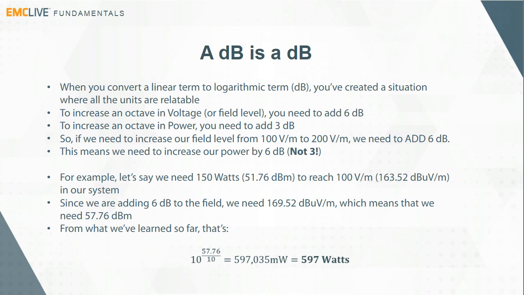And adding 6 dB to the power means we need 57.76 dBm. From what we've learned today, we have the equation here, and that shows that we need 600 watts. To go 6 dB in field, we have to increase the power by about 4 times.